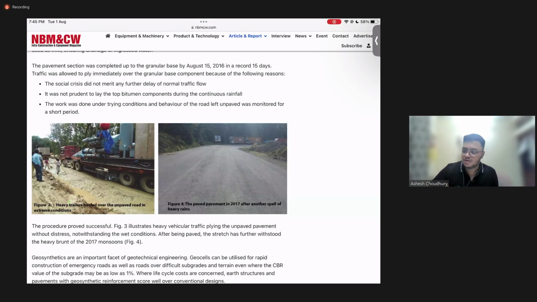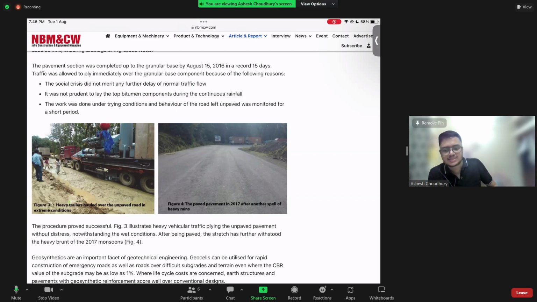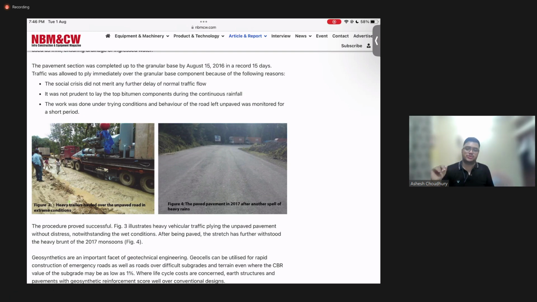Geosynthetics actually changed how geotechnical engineering is done to a large extent, right? You can see this is the main highway that used to be affected every year. So just using geocells, a simple solution, this problem could be solved, right?